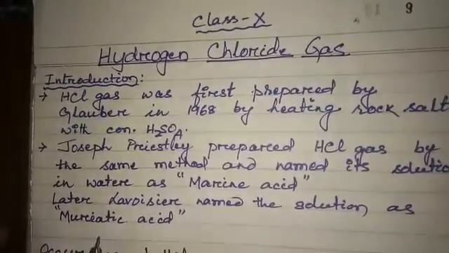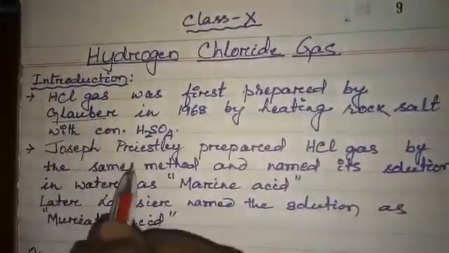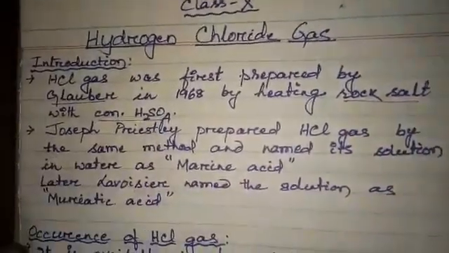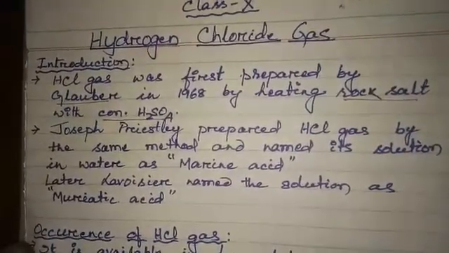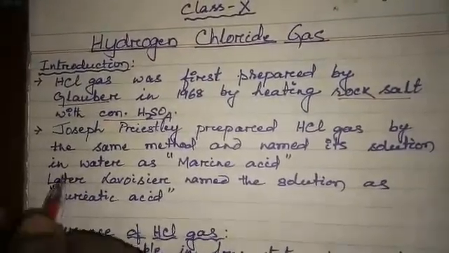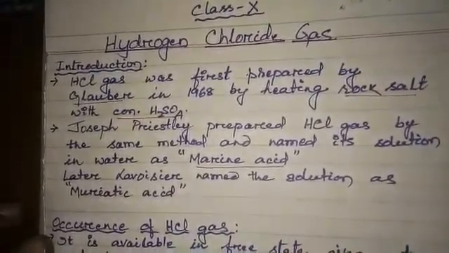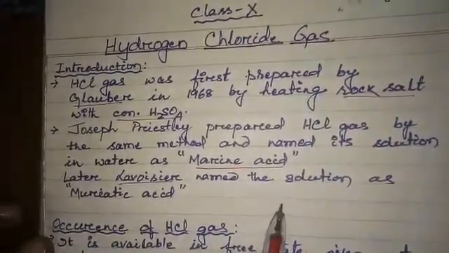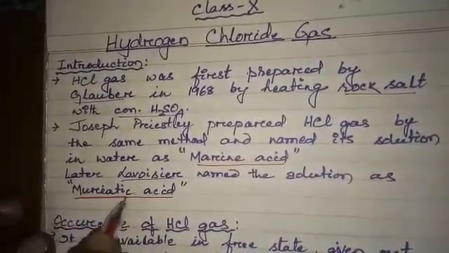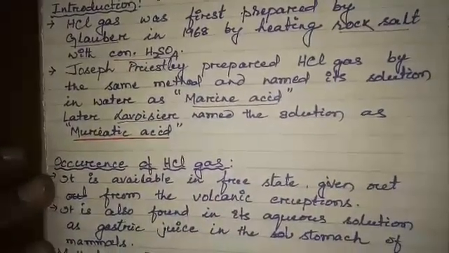The introduction says hydrogen chloride gas was first prepared by Glauber in 1648 by heating rock salt with concentrated sulfuric acid. After that, Joseph Priestley prepared the HCl gas by the same method and named the solution in water as marine acid. Later, Lavoisier named this solution muriatic acid. Important is muriatic acid.